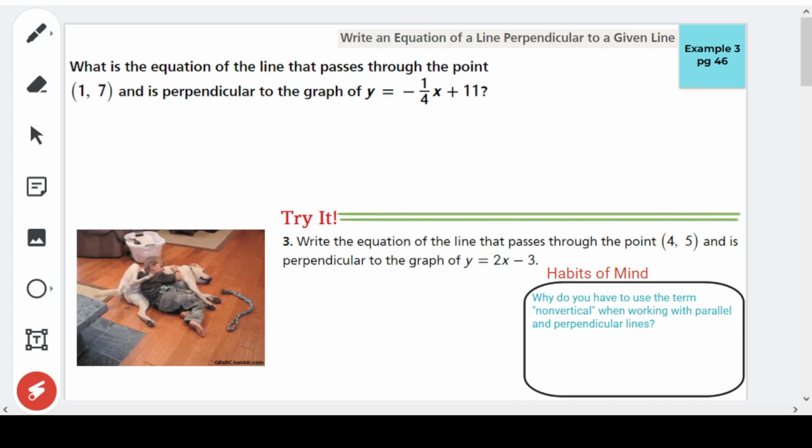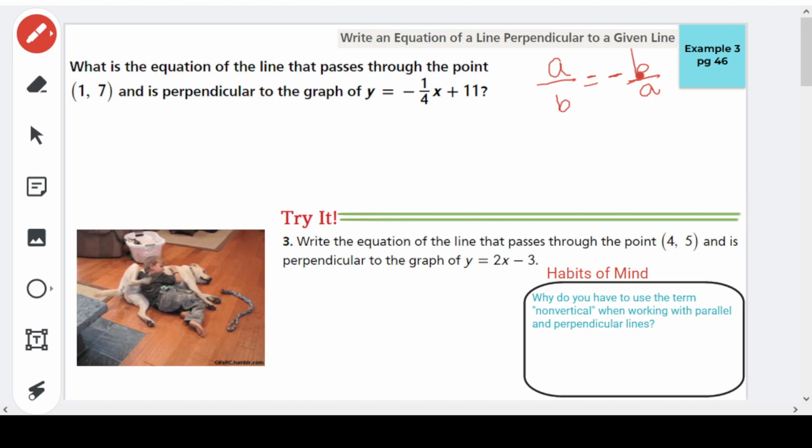All right, so recall from our last example, our last video, if you're watching back to back, the slopes of perpendicular lines are what are called opposite reciprocals. That means that you change the sign. So you change from positive to negative or from negative to positive, and you flip that fraction upside down.